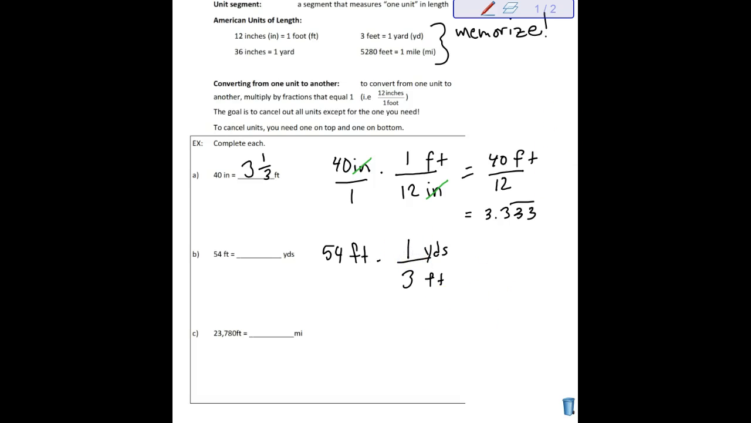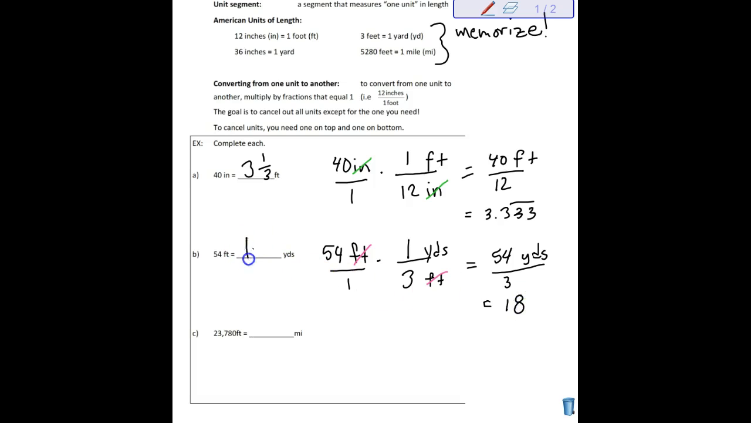And again, here we go. We've got our feet in the bottom. We can cancel those. And I'm good to go. So 54 times 1, well, that's just 54. And of course my yards, that's what I want. Although that looks a little terrible. We'll see if we can fix it just slightly. And then in the bottom, I don't have anything here, so we'll just put 1. 3 times 1 is 3. So I take my 54 and divide by 3, and I get 18.